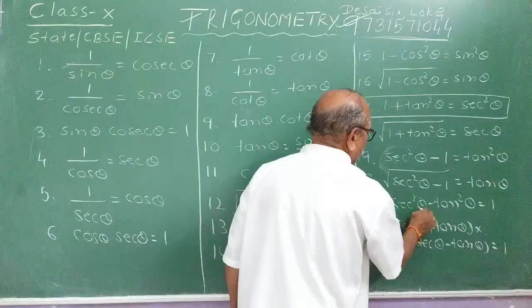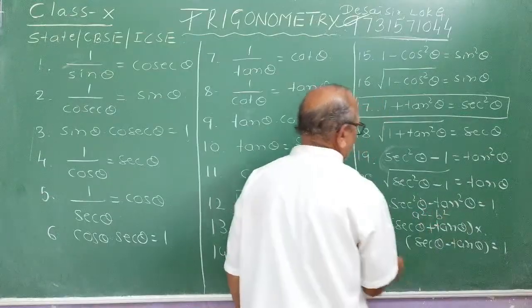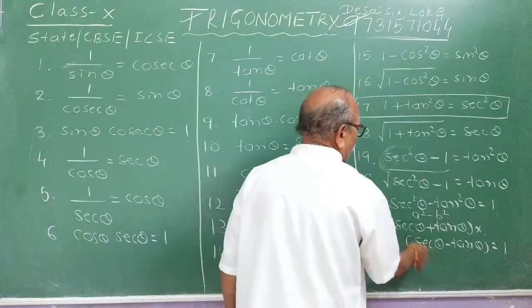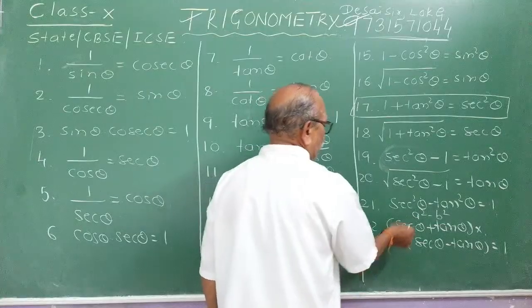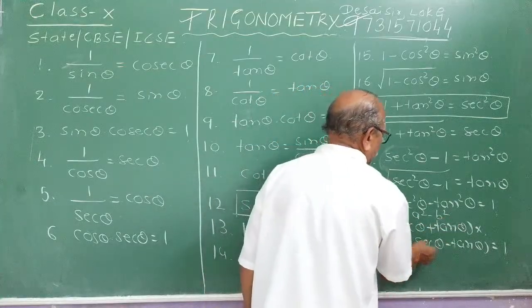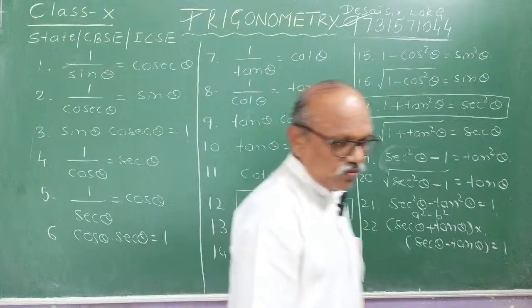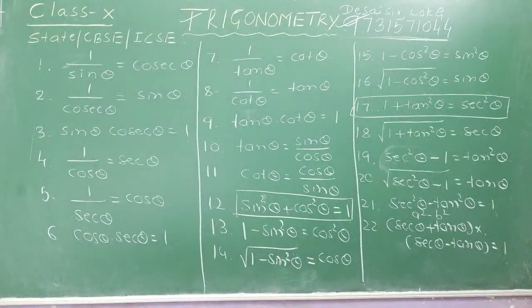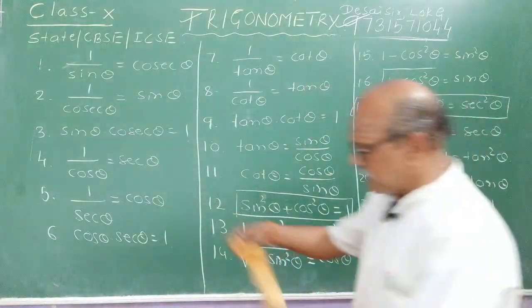It is in the form of a square minus b square. You can write it as a plus b into a minus b. 22. Sec theta plus tan theta into sec theta minus tan theta is equal to 1. You write them in a separate slip.